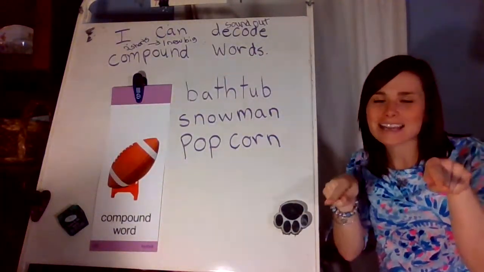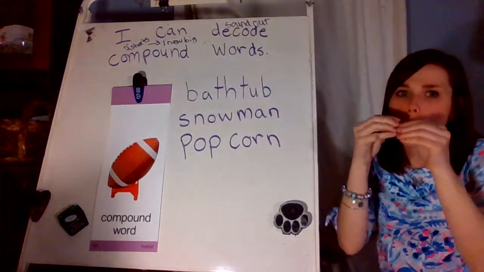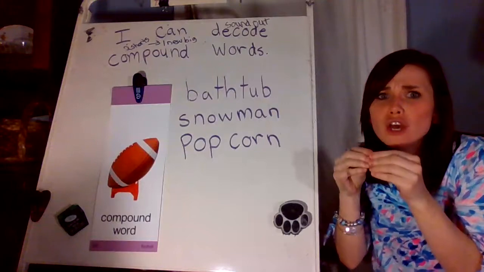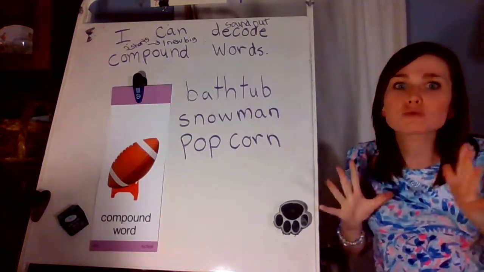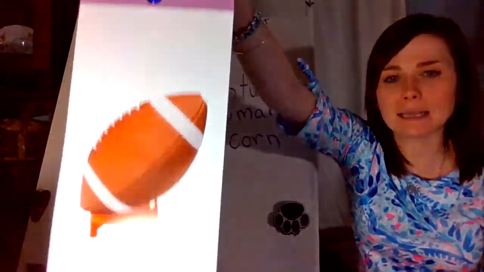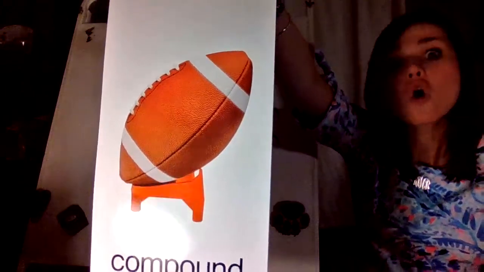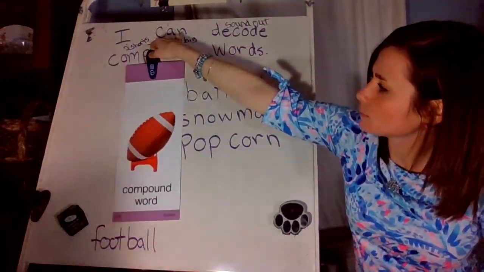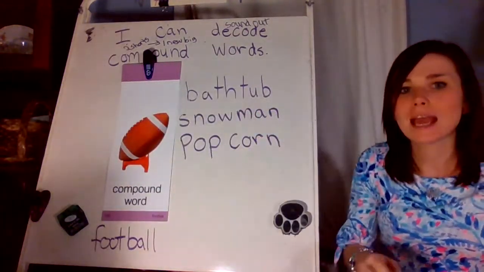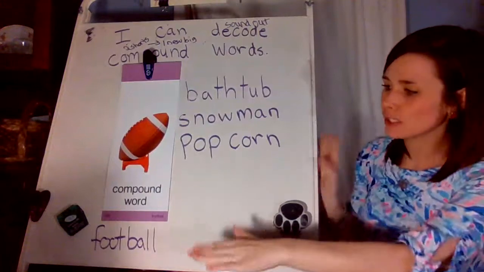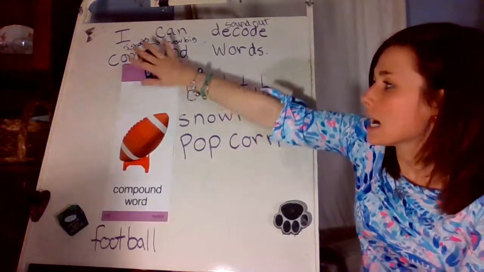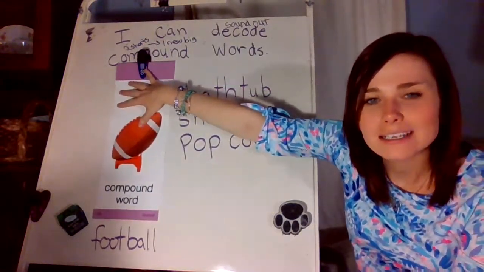All right, let's read it back together. Ready? I can, say with me, I can decode or sound out compound words. A compound word is when you have two short words and you put them together and they make a whole brand new word. All right, does anyone know what this is a picture of? Right, this is a picture of a football. Football is a compound word. You have foot and ball. Foot, completely different word than ball, right? But when you put it together, it makes a whole brand new word. A football, right? Nice job.